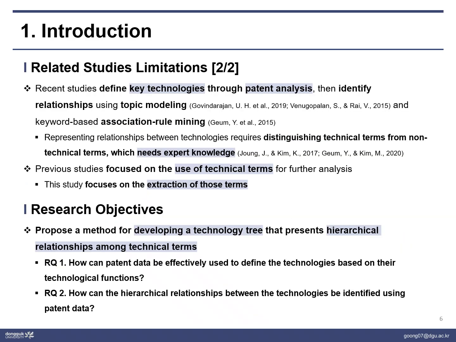Recent studies define core technologies using patent data and then identify relationships through keyword-based association rule mining. While previous research has primarily focused on utilizing existing technical terms, this study emphasized the extraction of those terms. The study proposed a method for developing a technology tree that represents the hierarchical relationships among technical terms. This study addressed the following research questions.